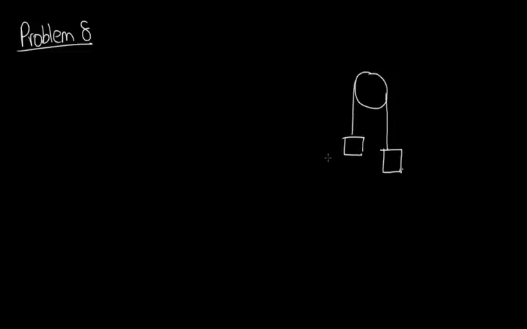So problem 8. In this problem, we're given a piece of equipment called an Atwood machine. So this is basically just a pulley with 2 ropes with masses hanging off it. And this mass here, mass 1, is 2.0 kilograms, and this mass here, mass 2, is 3.0 kilograms.